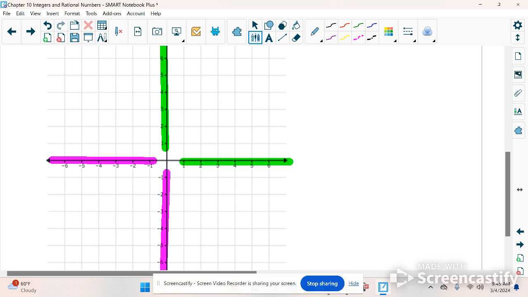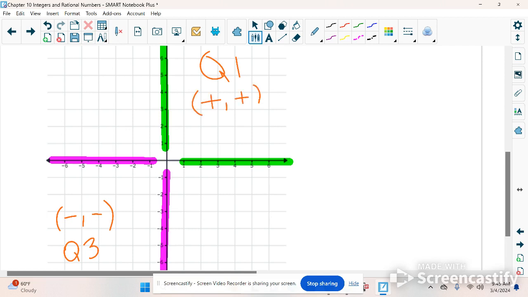So, what quadrant is this one right here? Quadrant 3, and what's its signs? Negative, negative. Okay. What quadrant is this one? Quadrant 1. And what's its signs?